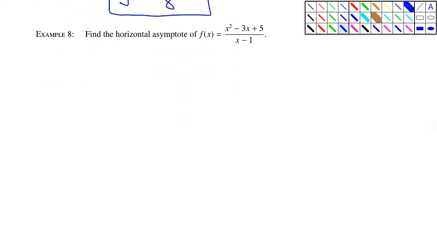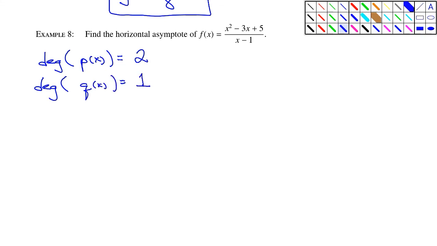Example number 8. Find the horizontal asymptote of f of x is equal to x squared minus 3x plus 5 over x minus 1. So again, we compare the degrees. The degree of the numerator is 2. The degree of the denominator is only 1. So when the degree of the numerator is bigger, then we don't have a horizontal asymptote. So there's no horizontal asymptote.